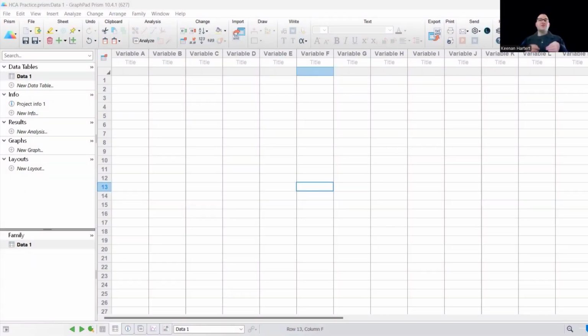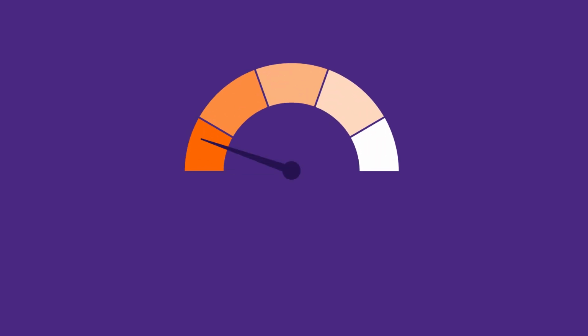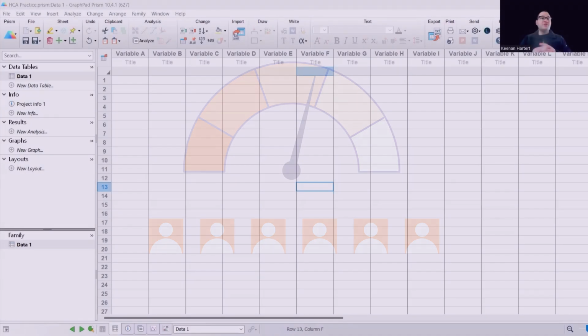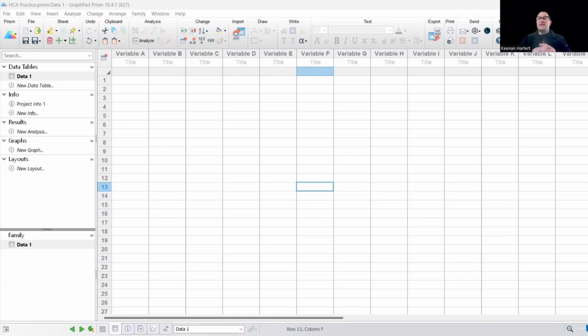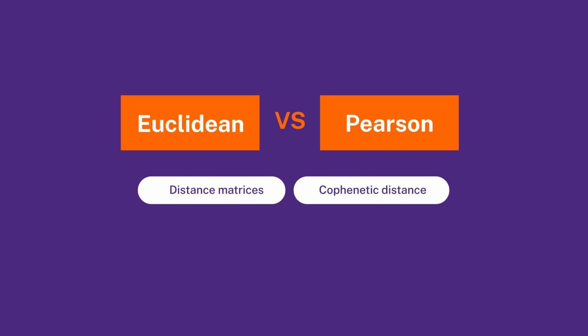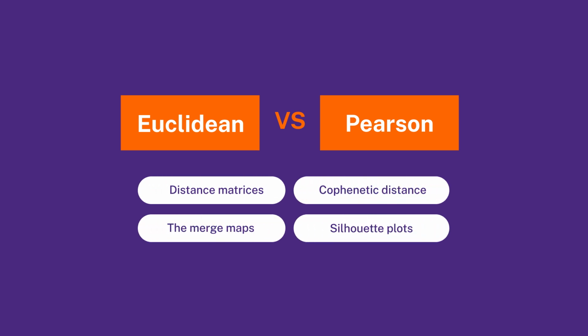So we're going to load in some rows and columns. I'm going to use some Likert data in this case, from 1 to 5 on a rating scale, with different students that I had. And we'll set that up. We'll get some multivariable setups going and check out some of the data analyses that you have at your hands once you actually use the clustering analysis. So we'll talk about Euclidean versus Pearson, distance matrices, cophenetic distance, the merge maps, and some silhouette plots as well. So let's get to it.